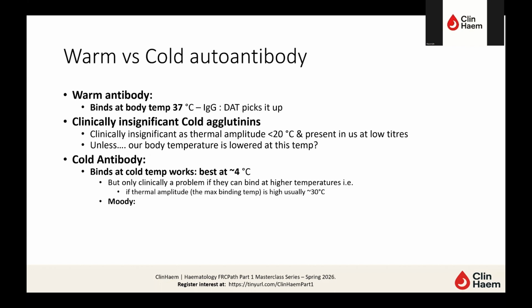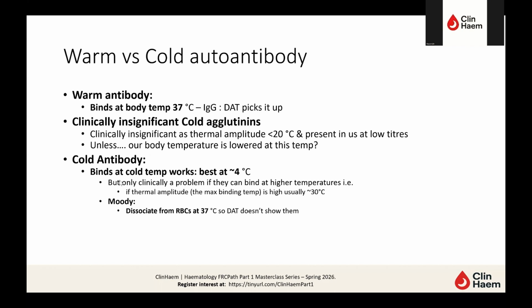And in patients that do have these pathogenic cold antibodies, they're present in high titers as well, as opposed to the cold agglutinins. So clinically, they're a problem when they have this thermal amplitude which goes high. So the maximum temperature that they can bind to the cells and start causing problems is now not 4 or 20, but it's around about 30 degrees. So they can now cause problems. But they are quite moody to say the least, because to detect them, you have to do a bit of gymnastics in the laboratory.